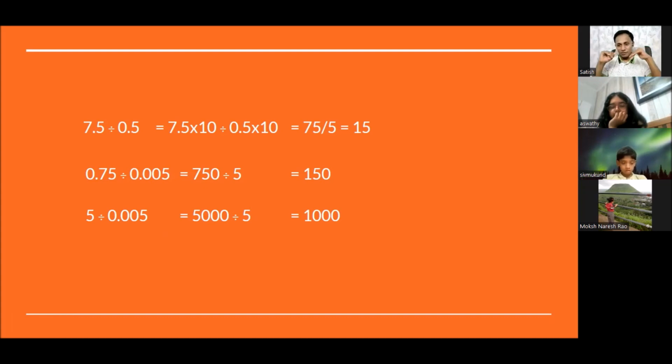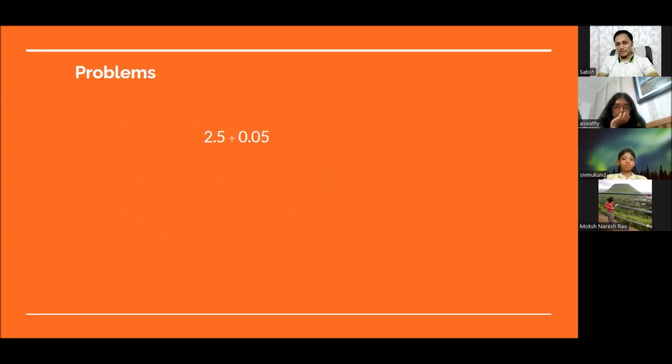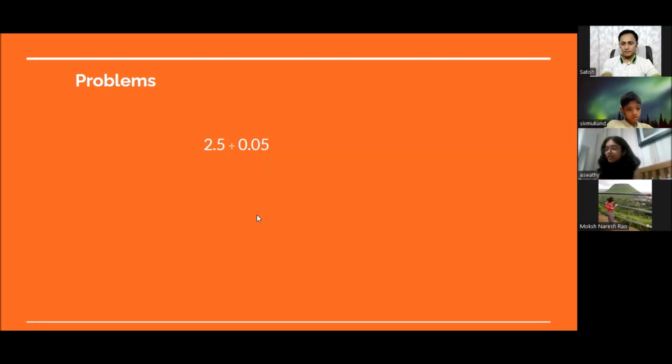So multiply both numerator and denominator with such a number, a power of ten, in a way that both become integers. Take 2.5 divided by 0.05. Actually, the technique in both multiplication and division is the same. You are trying to do integer division and integer multiplication. Right? You are trying to make them integers. So 2.5 times 100 divided by 0.05 times 100, which is going to be 250 divided by 5, which is 50. Right? So you get it?